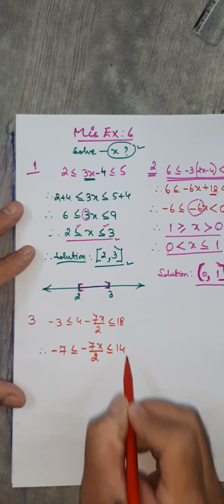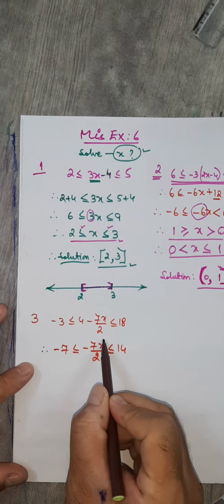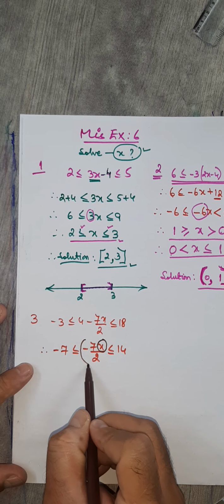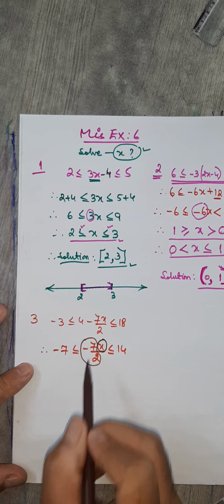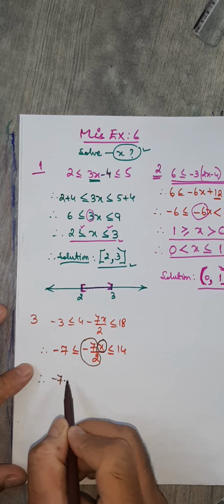So this becomes 14. By adding or subtracting some number, inequality remains same, remember. Don't get confused with that. But if you multiply or divide by a negative number, then the inequality gets reversed. Now you want x alone. So what I should do? I should multiply this inequality by 2 by 7 with minus sign. Negative number, so inequality will be reversed.